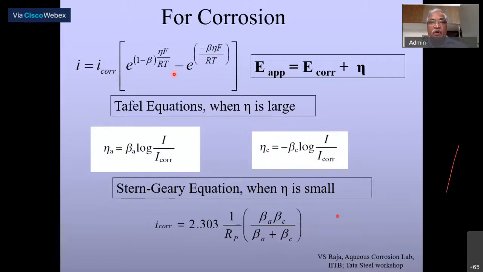For example, if eta is going to be large and positive, this becomes dominant, and this becomes close to zero. And for a negative eta, this becomes almost zero, it becomes like this. So you are going to again measure current either due to the anodic reaction or due to the cathodic reaction.